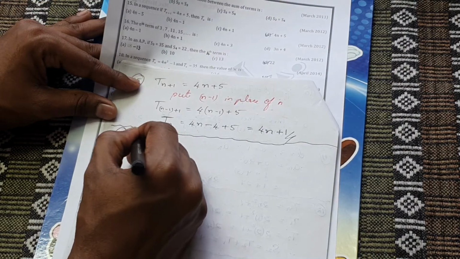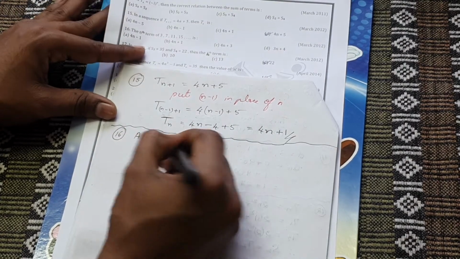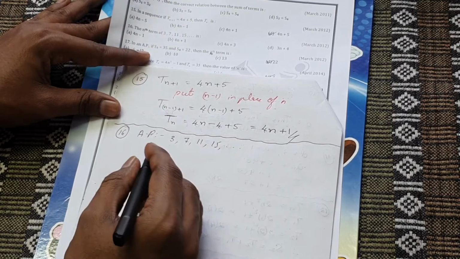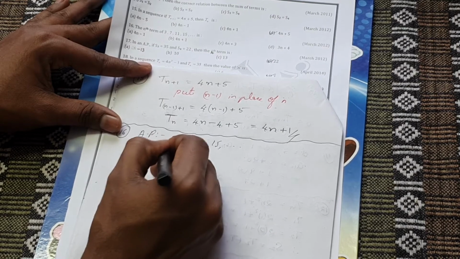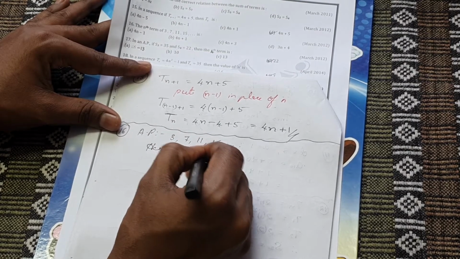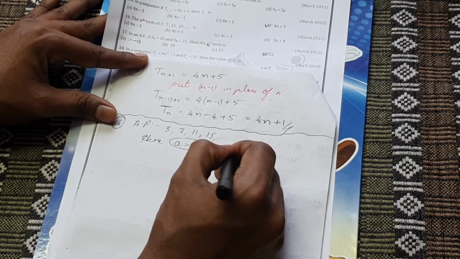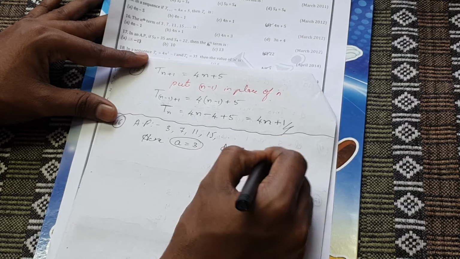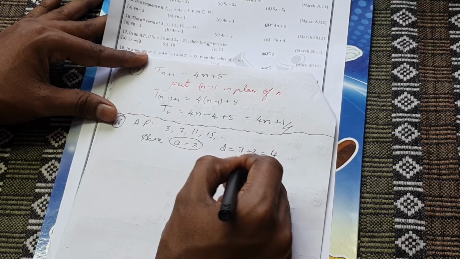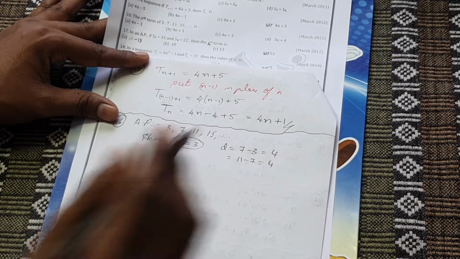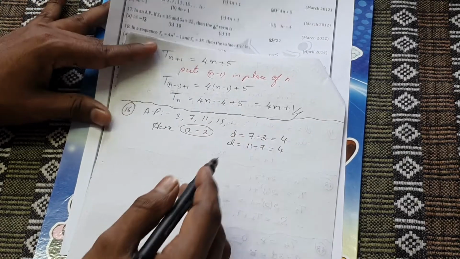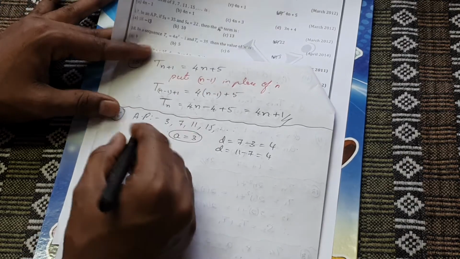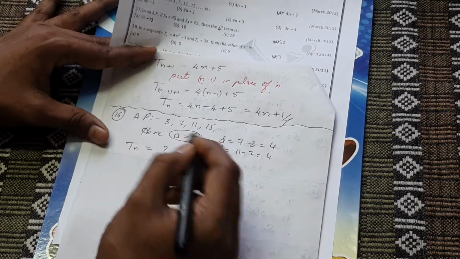So he has given the AP as 3, 7, 11, 15 and so on. Here it's very clear. The first term A is nothing but 3, and the common difference D is either 7 minus 3, which is 4, or 11 minus 7, which is also 4. Actually, check for 2 pairs. Now I want to find out what? The nth term. So we know Tn is the question mark.